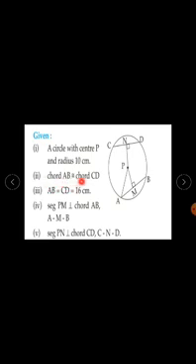Chord AB is congruent to chord CD. This is also given. AB equal to CD equal to 16 centimeter. Segment PM is perpendicular to chord AB such that A-M-B, and segment PN is perpendicular to chord CD such that C-N-D. This is your given part.